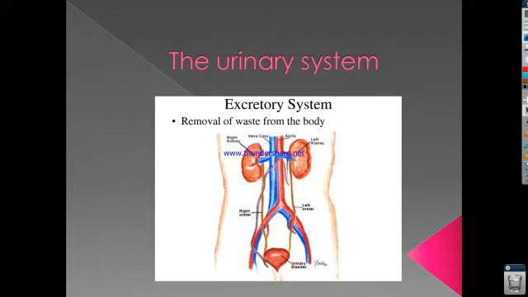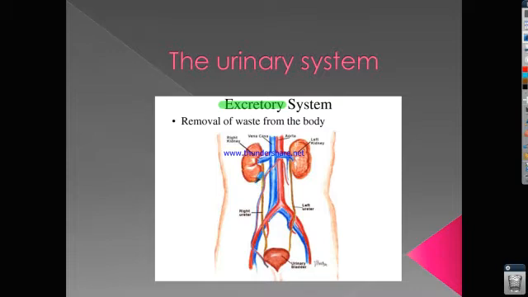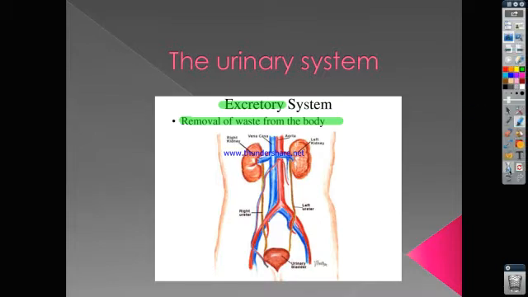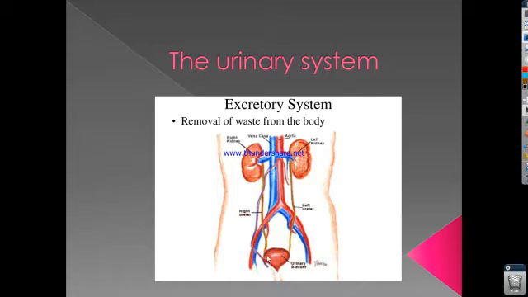First of all, what is the urinary system and what is the main function of the urinary system? Urinary system is excretory system. Why? Because it helps the body to get rid of wastes or remove wastes from the body. It consists of 2 kidneys, 2 ureters, bladder, and urethra.